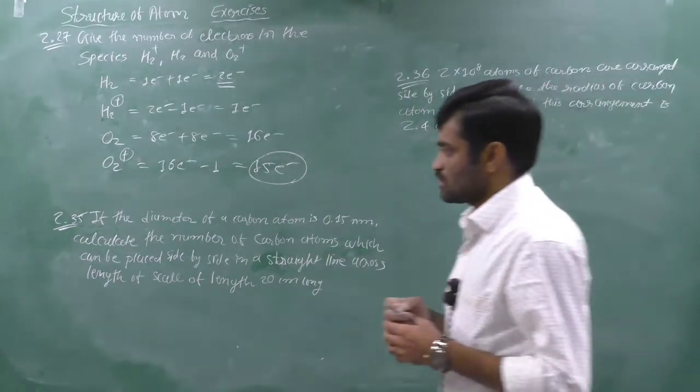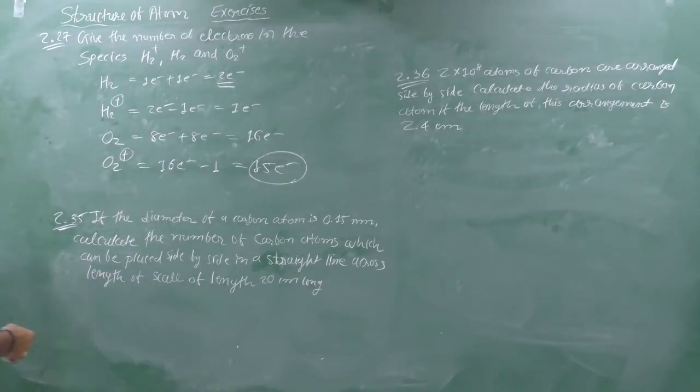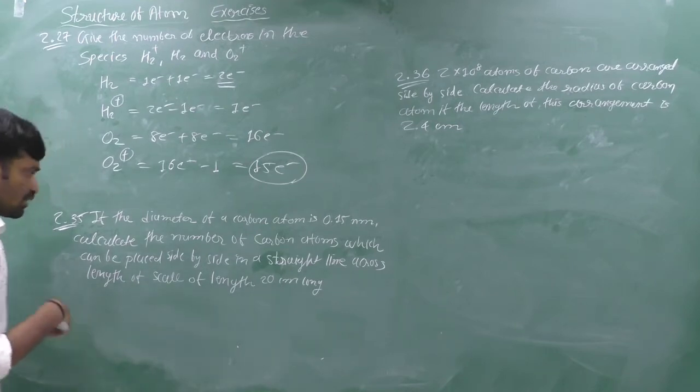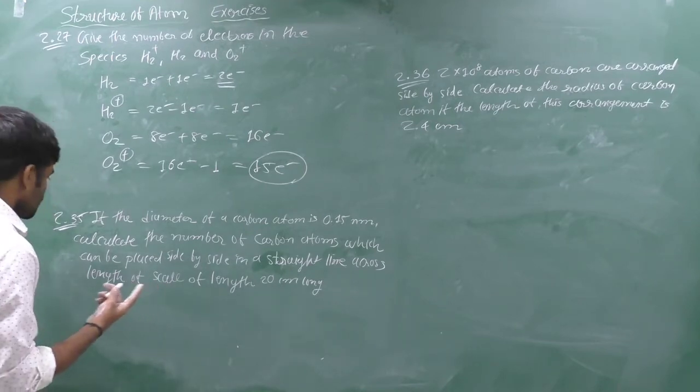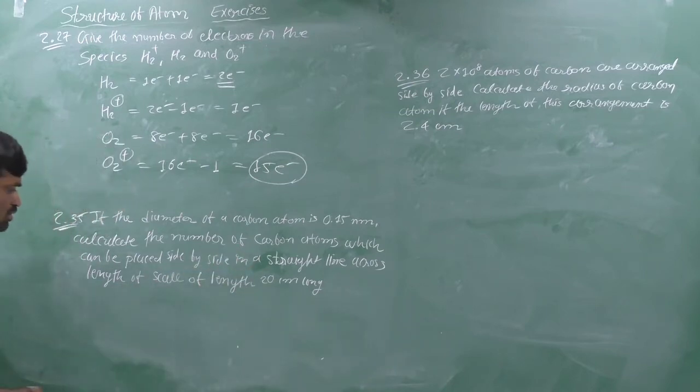Clear? Next. Question number 2.35. If the diameter of a carbon atom is 0.15 nanometer, calculate the number of carbon atoms which can be placed side by side in a straight line across the length of a scale of length 20 centimeter.